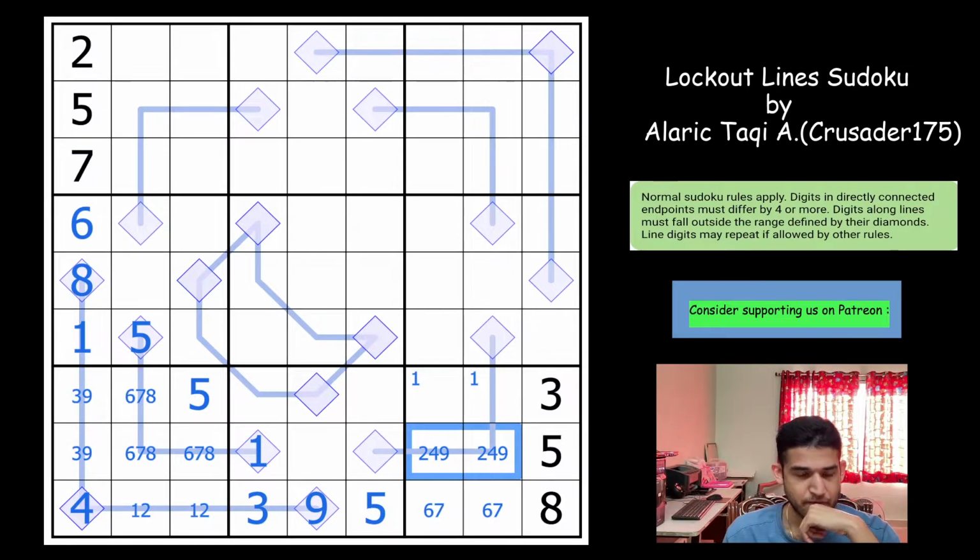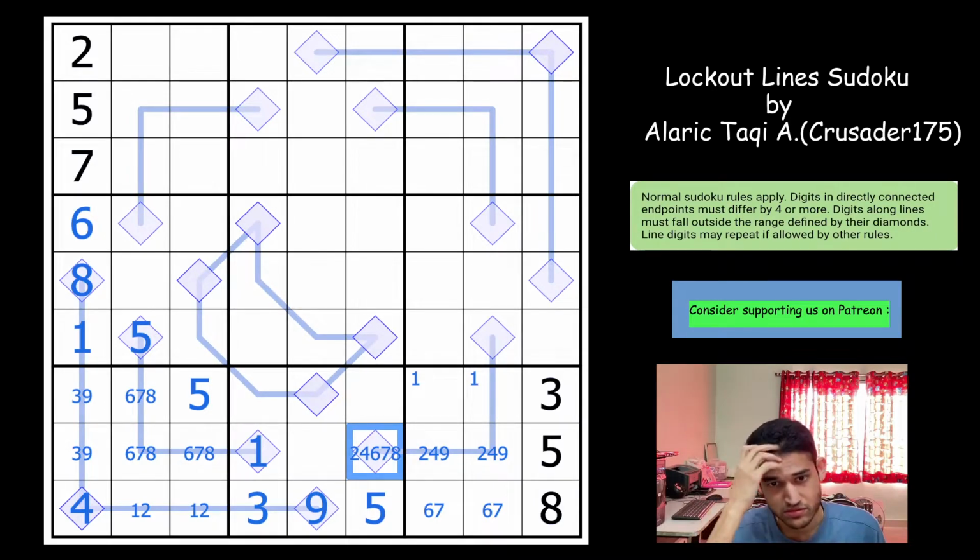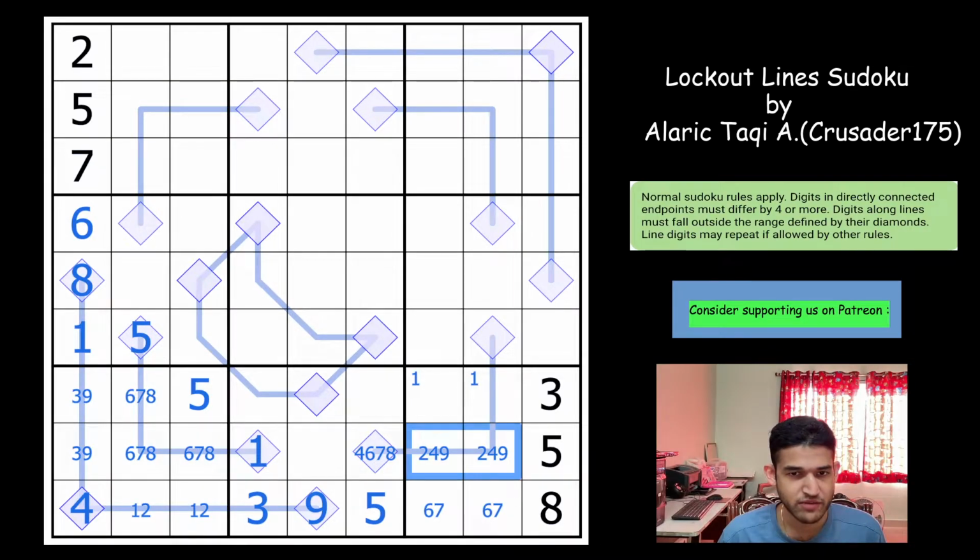Let me think here. Time to look at these 2 cells, I think. 1, 3, 5, 9. So this will be 2, 4, 6, 7, 8. I can't have a 2 here clearly, because 2 gives a 4 and a 9 here, and that will be between the digits on the diamonds. So 4, 6, 7 and 8. If I have 4 here, then 4 gets forced here, and these would be 2, 9, 1, and that would be an 8. So that is a valid arrangement. 4 kind of looks valid here.